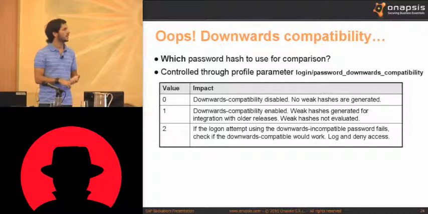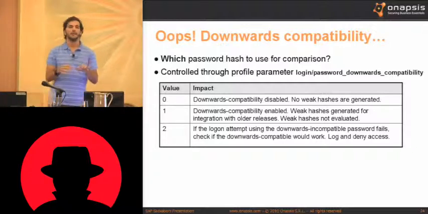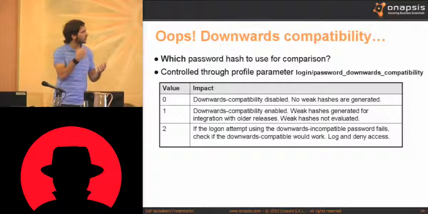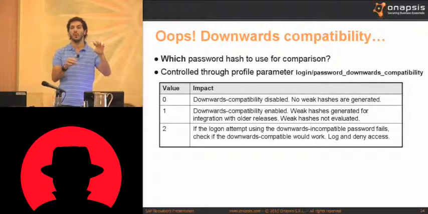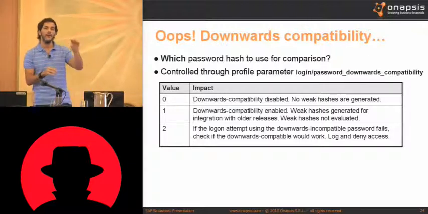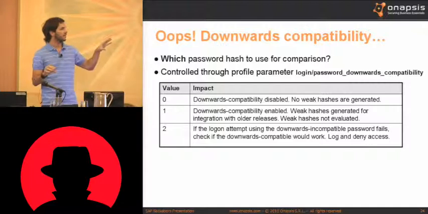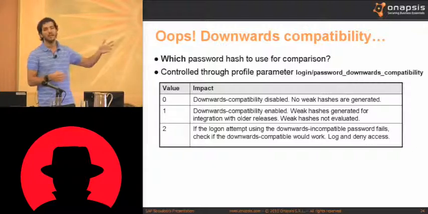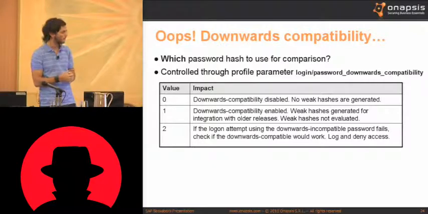Value number 2 means that when you type in your password to log into a system, it will check it against the new, strong hash. If it fails, it will check it against the old hash. This is used to detect compatibility problems, but the system will log this and deny the access. It will just let you know that there is a compatibility problem.